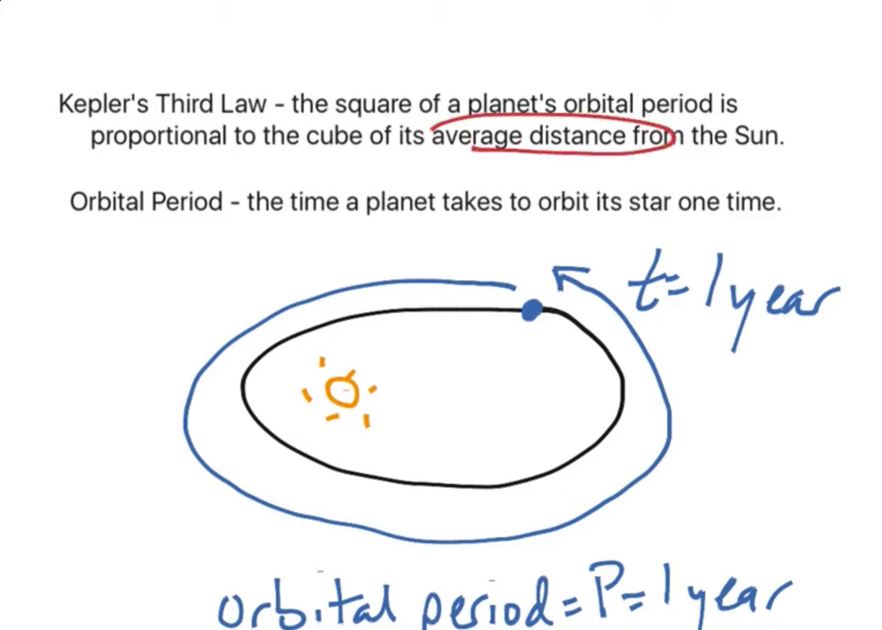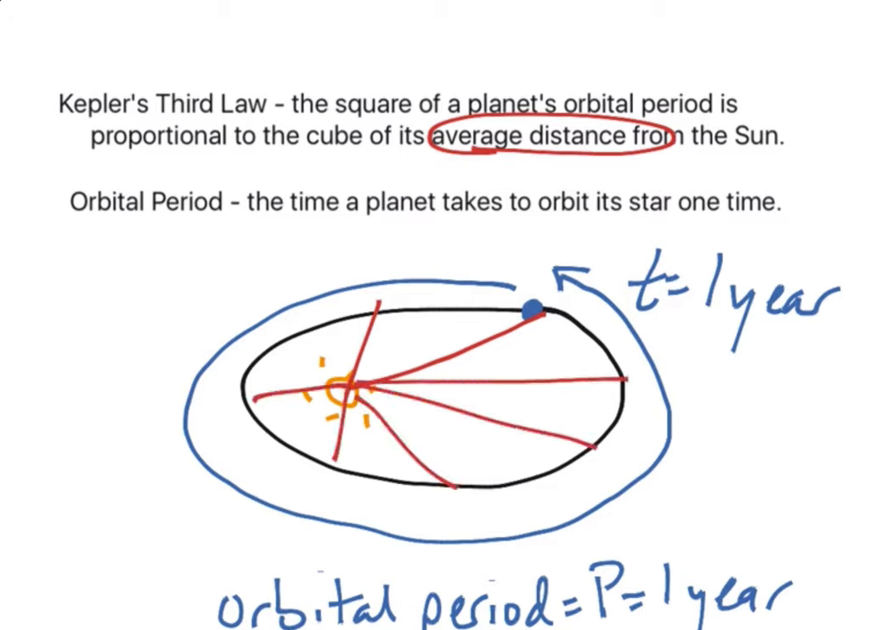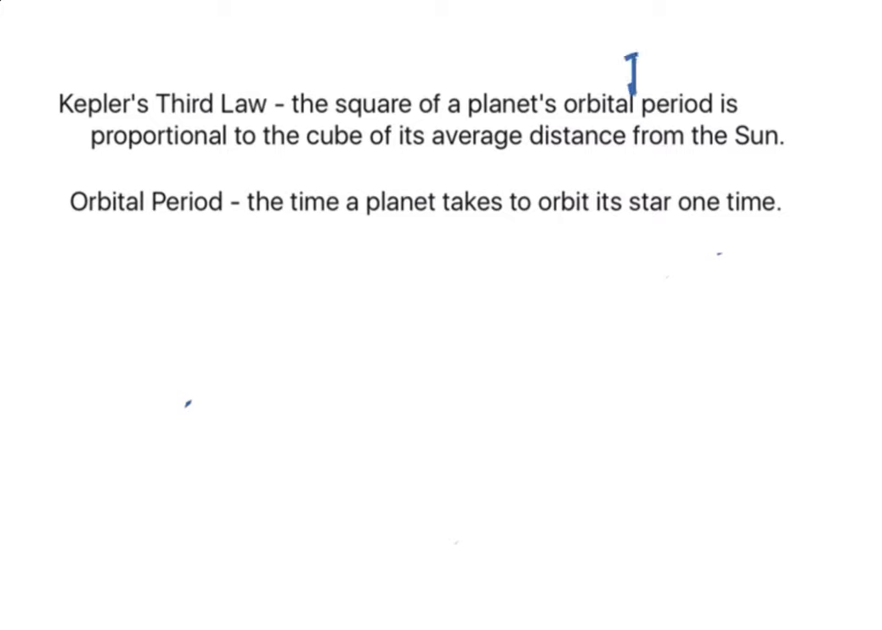Now let's look at average distance. We take a look at the distance that the planet is from the sun as it orbits, and then we find the average distance. That average distance is going to be given the letter A. So P is the planet's orbital period, and A is the average distance from its star.